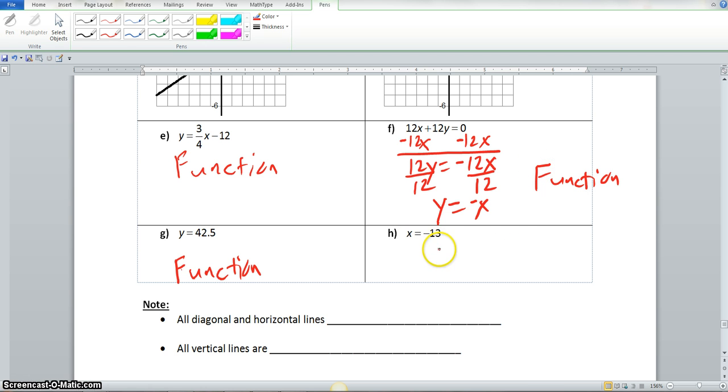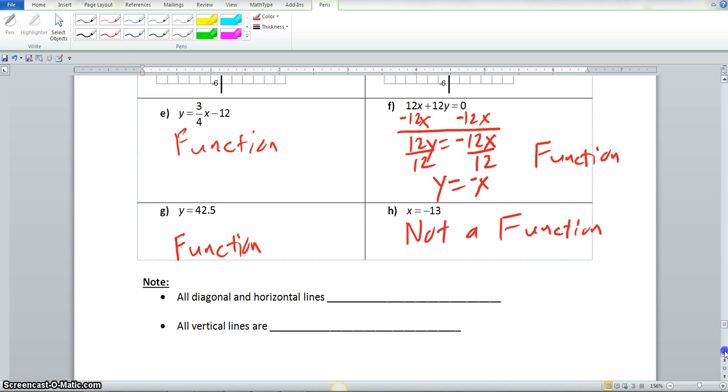Okay, now x equals negative 13. This is saying in this problem here, no matter what you put in for y, x is always going to be negative 13. So we know that is not a function, because this will have repeating x's.